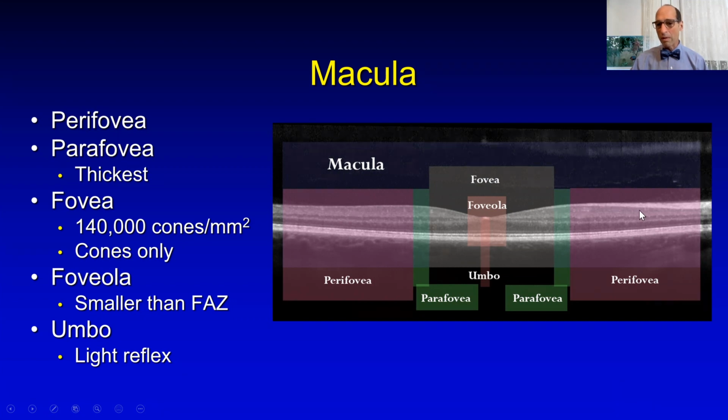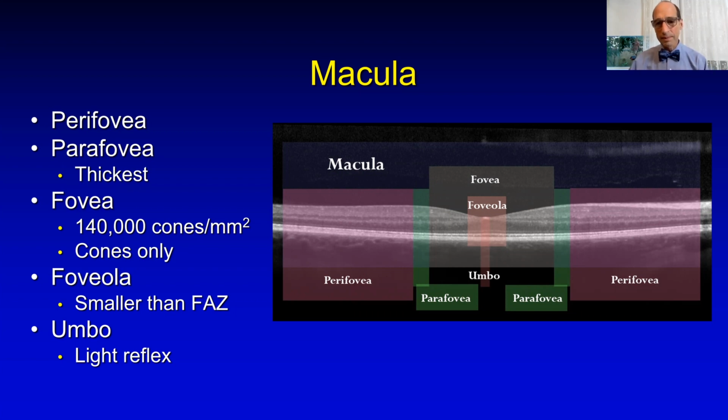The fovea is where the dip starts. So from where the retina flattens to where it starts to dip is the fovea. It's important to remember the fovea has only cones. You'll be asked that. That's absolutely a question that comes up on boards all the time. It's also got a very high density.